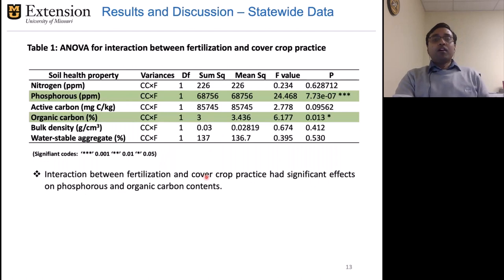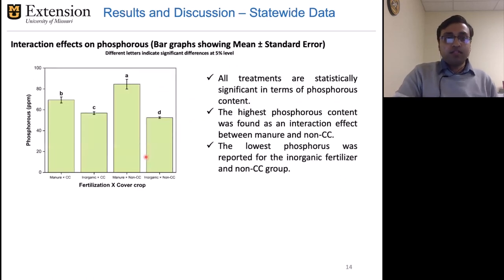But now I want to share the interaction effect between fertilization and cover crop practice. We can see these two, phosphorus and organic carbon. These two properties are significantly affected by the interaction effect between fertilization and cover crop practice. And I'll share details here.